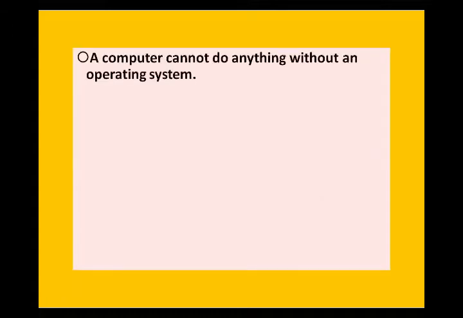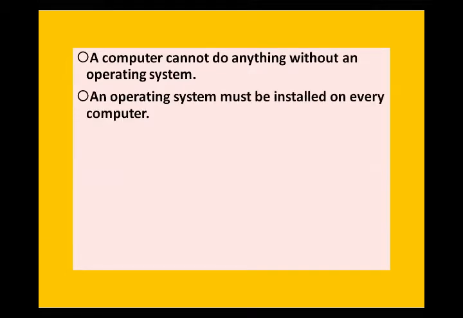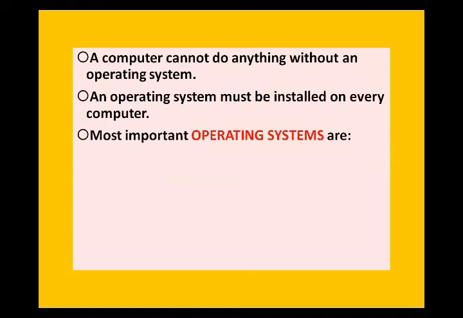A computer cannot do anything without an operating system. An operating system must be installed on every computer. The most important operating systems are Microsoft Windows, Linux, and Unix.